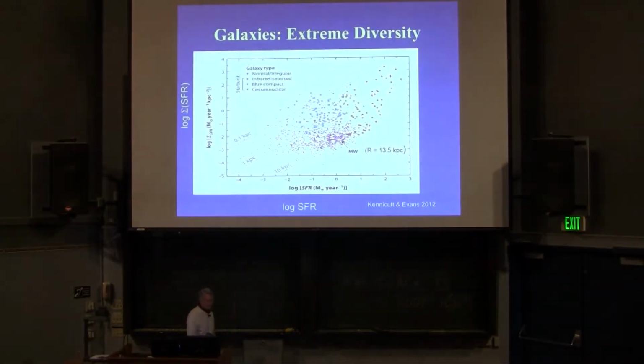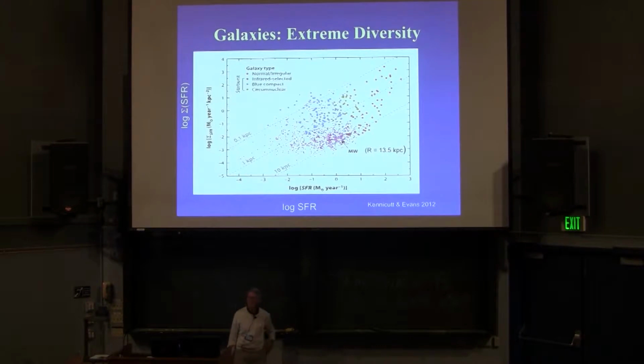A lot of this, the framework of this in connection to galaxies, comes about from an Annual Reviews article that I co-authored with Rob Kennicutt. So some of these diagrams come from that. And let's start with the galaxy picture. If you look at the star formation properties of galaxies, there's this enormous diversity.